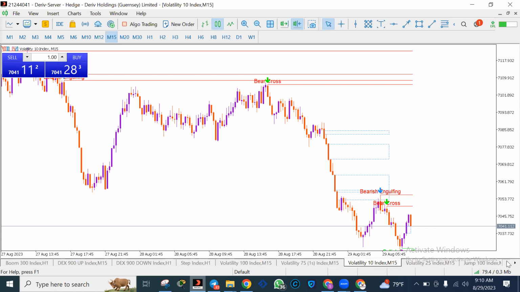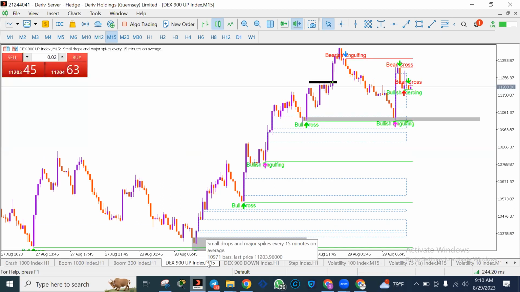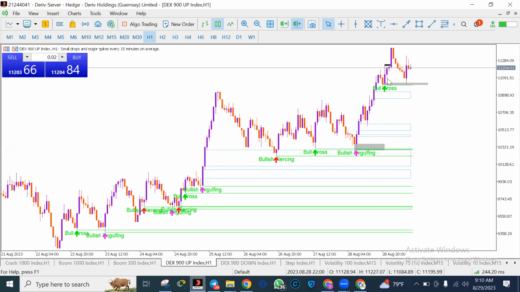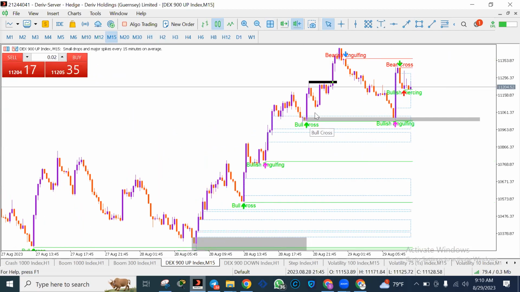I think I showed you guys a DEX 900 buy example, which we had. Look at it. So on 1 hour time frame, we had a bullish cross on 15-minute time frame. So when we had this bullish cross, of course, we marked this order block. And so we went to 15 minutes to make sure that a bullish cross is still available for use. All right. And then you can see.